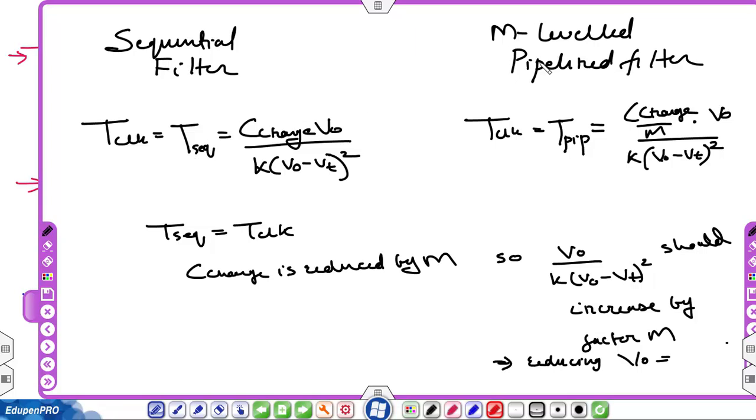So for an M level pipeline system, T clock can be equal to the propagation delay of this filter, and this can be given by C charge by M, where the critical path is reduced by factor M, into V naught into K into V naught minus Vt square. Now if you want to keep T sequential equal to T pipe, we are not changing the clock speed.